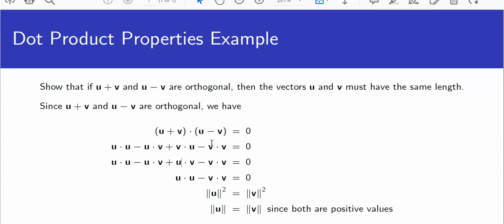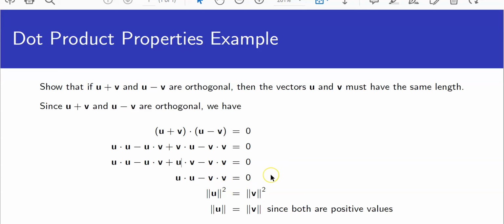Now, another property that we know is that the dot product can be done in either order. So here I had v dot u, I can rewrite that as u dot v without any issues. And the reason why I might want to rewrite that as u dot v is because I've got a plus u dot v here and a minus u dot v here. So those two terms are going to go to 0. So we're just left with u dot u minus v dot v is equal to 0.